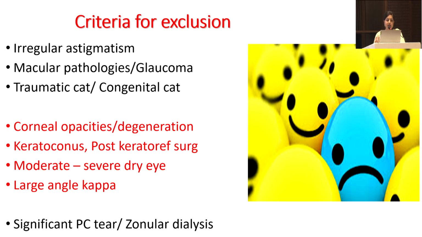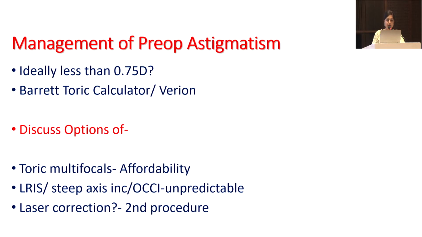Criteria for exclusion are all these. Preoperatively, look for changes in the cornea, macula, optic nerve, any history of trauma, and any zonular dehiscence. Large angle alpha, if it's a high hypermetropia, then you need to be a little careful. And intraoperatively, if you have a significant PC tear or a zonular dialysis, you have to take a lot of precautions.